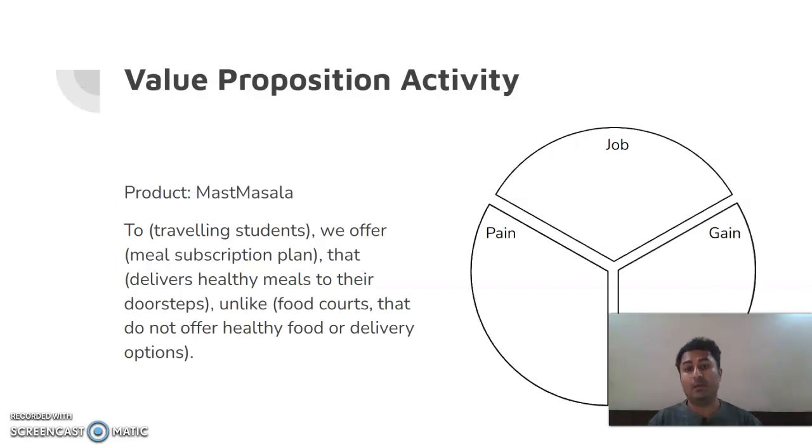The way we designed a value proposition is using the statement: to traveling students, which is our customer, we offer a meal subscription plan, that is a product, comma, that delivers healthy meals to their doorsteps, which is the value that we add. And lastly, unlike food courts that do not offer healthy food or delivery options. So this is addressing our customer and our competition, and it is a good balance to show what is not being done and what value we are providing.